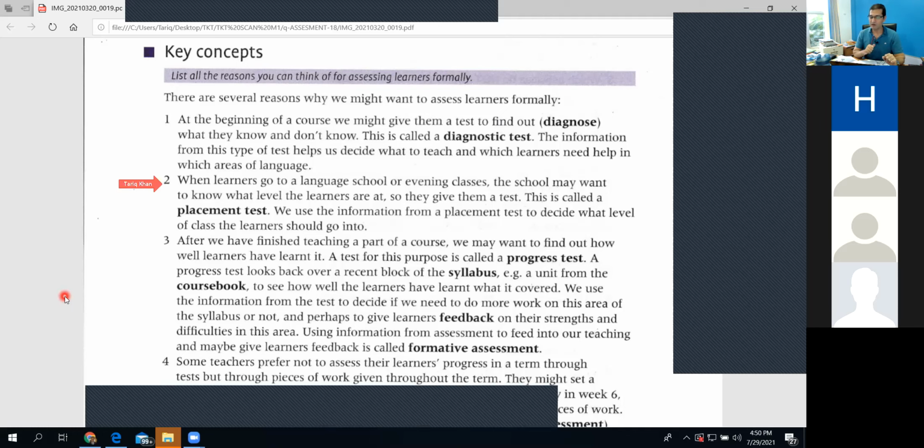Are you getting my point? Yes, sir. But the diagnostic test is generally to know what's the level of the student. Is it intermediate, basic, or upper intermediate? Or is it advanced? So what kind of level they have of the language. Are you getting the point?